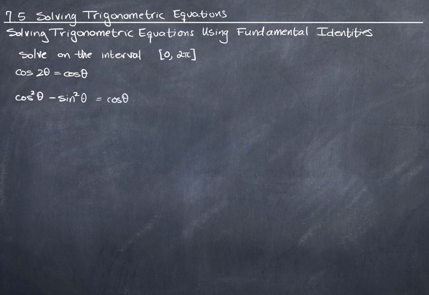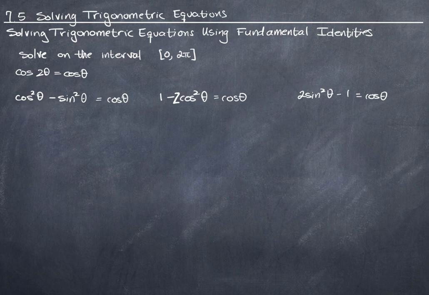Or I could make my left-hand side 1, oh, it's not 1, sorry, it is 1 minus cosine squared theta, so 2 cosine squared theta equals cosine theta. Or I can make it 2 sine squared theta minus 1 equals cosine theta. And I have those choices because the cosine of 2 theta has three different versions. The identity has three different versions. So I get to make a choice.